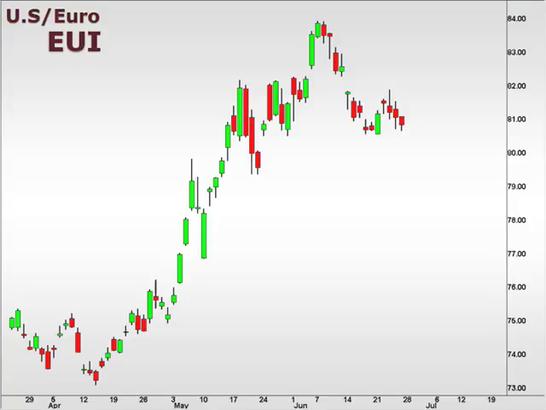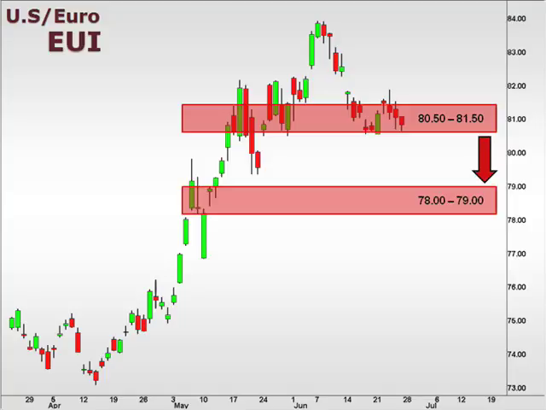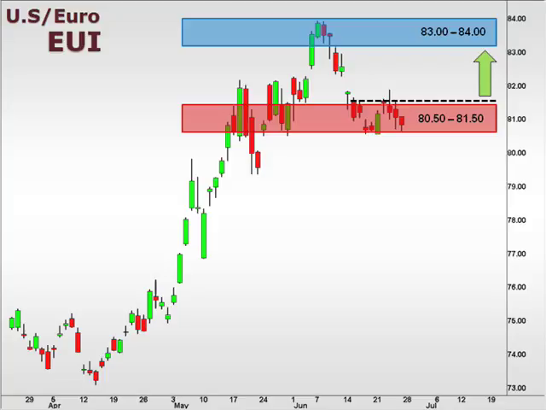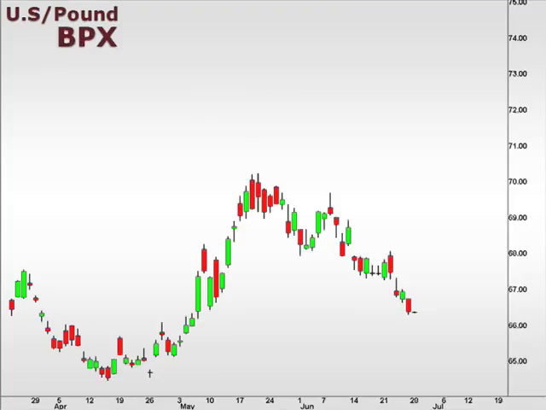Well, the EUI is retesting support at 80.5-81.5, and failure to hold here opens the window for a drop, which could see the pair value slip as low as 78. A break above 81.5 opens the window for a retest of this 83-84 focal zone.